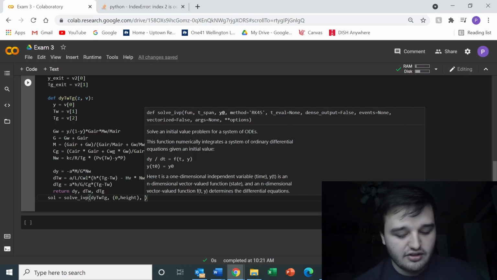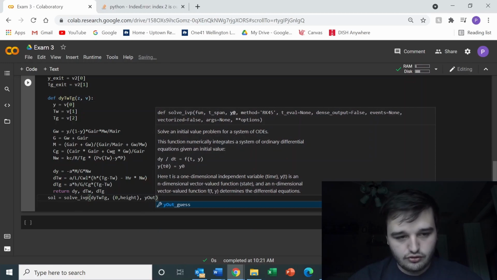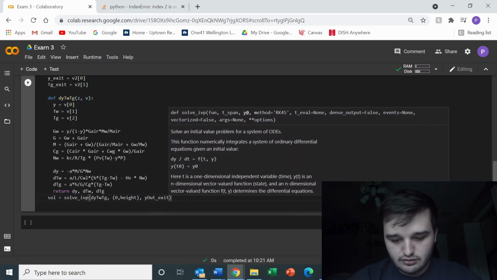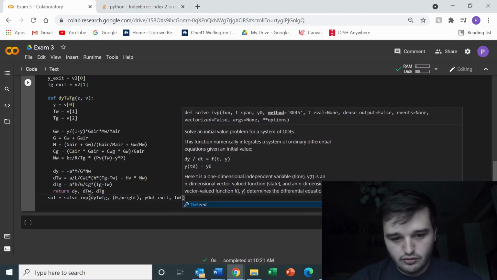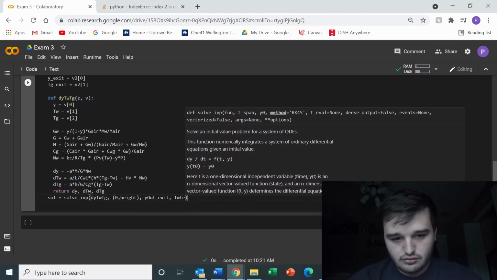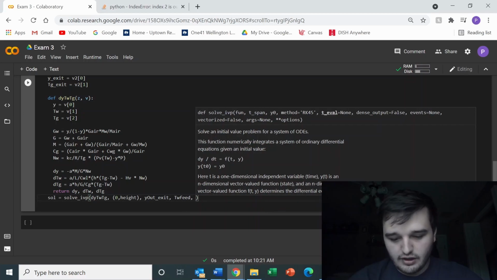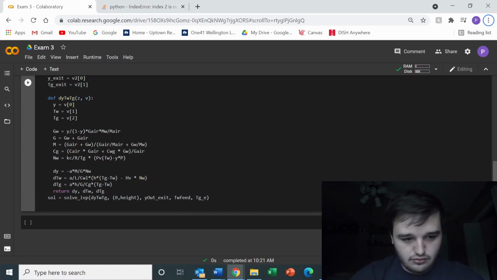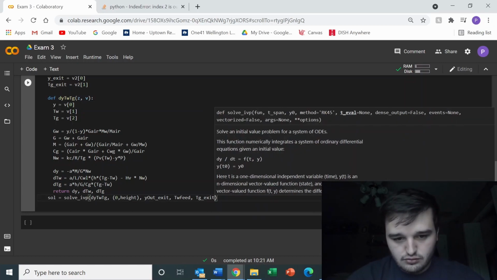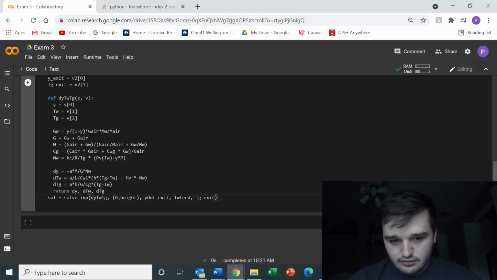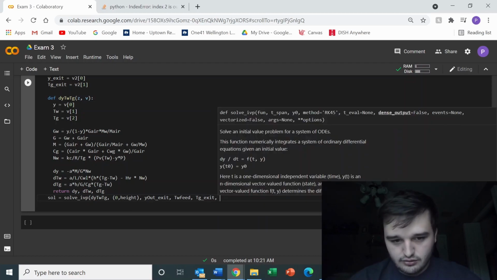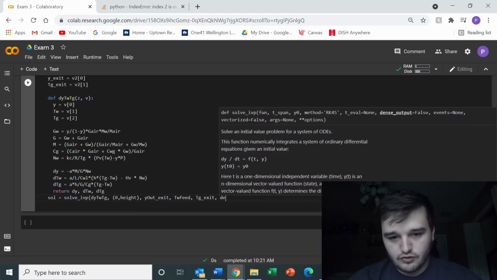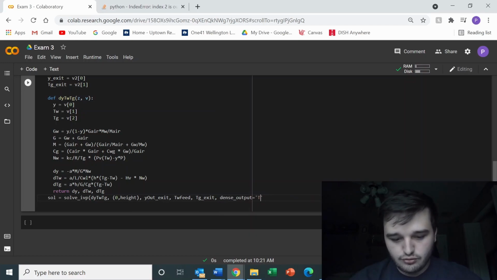the temperature of the gas at the exit, and then for water it's going to be the temperature of the water at the inlet feed. So for gas, it's going to be our function, not guess, but the exit temperature, water, feed. And then for the gas, it's going to be the temperature of the gas at the exit. Okay, so now that we have that, we don't really care about what method we're using. We're going to go right ahead and set dense output equal to true.